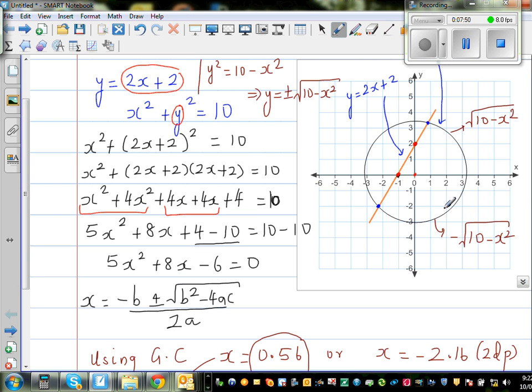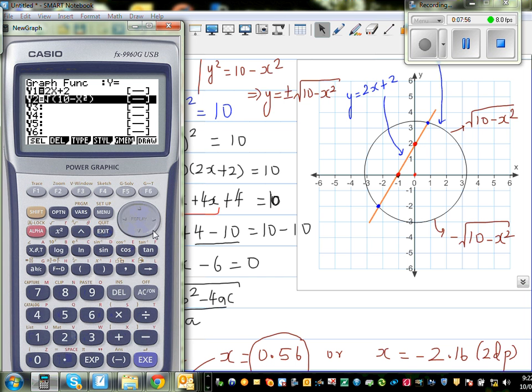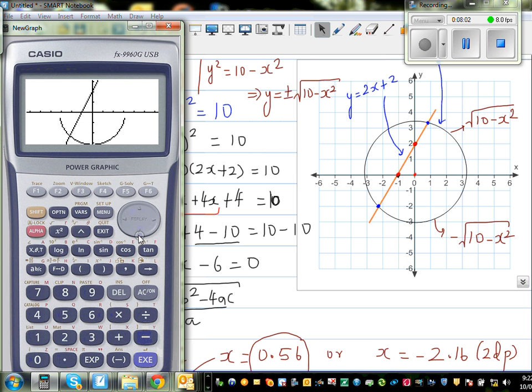Now to get this bit, I have to type in this. So I'll go to exit and I'll type in, put a minus there. Okay, and this will draw the bottom bit. I'll have to scroll up. So this is a point of intersection, and G-Solve intersect. So this is negative 2.16, negative 2.31.